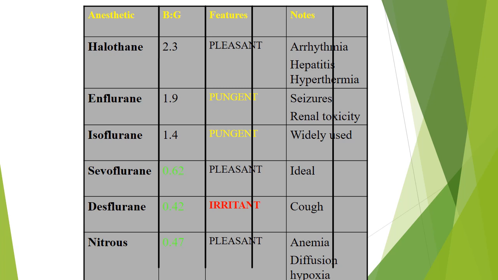Nitrous oxide blood gas partition coefficient is 0.47. It is pleasant. It does not cause pungency. And the side effects of nitrous oxide are anemia, diarrhea, and hypoxia.